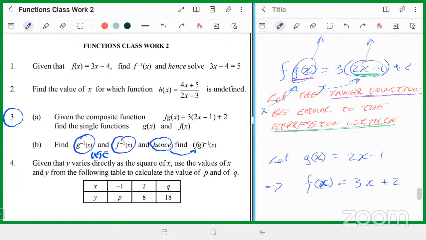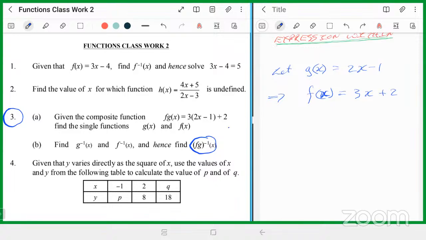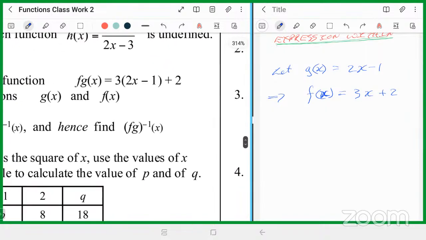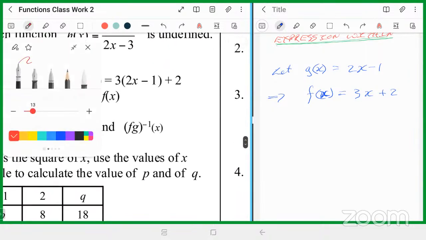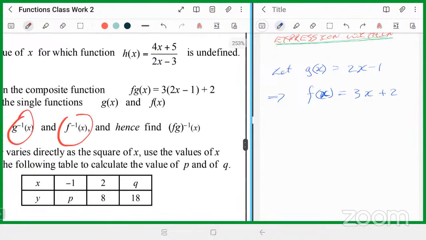Well, let's do this part now. I want to find f to the minus 1 and g to the minus 1, and hence find (fg) to the minus 1. And you must recognize now, guys, this is the inverse of a composite function. I have to know what this is equal to in terms of these two inverses. I can write it on the screen. Here. That expression, in terms of these two, is equal to actually the composite of these two.